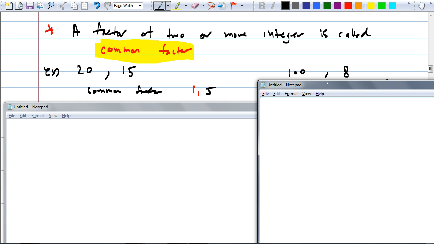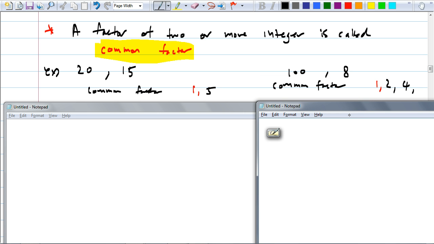Would 4 be a common factor for both of these? Yeah. Are there any other ones? Yes, Matthew? 2 is one. And of course, don't forget the easiest one. What's the easiest one? 1, right? Okay, so you have 1, 2, and 4, and so forth.